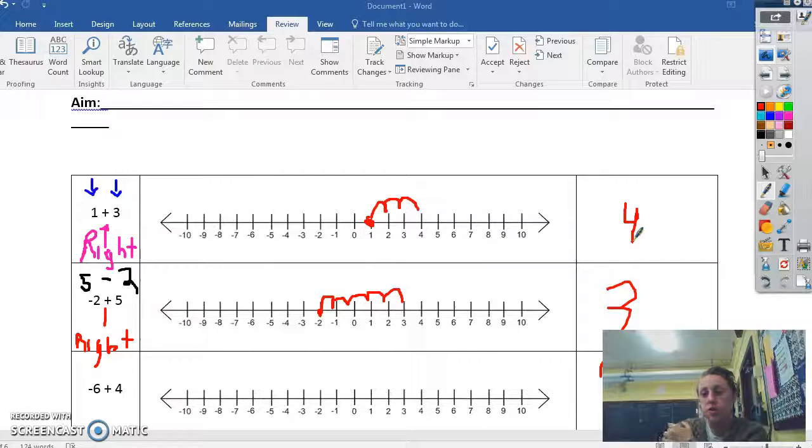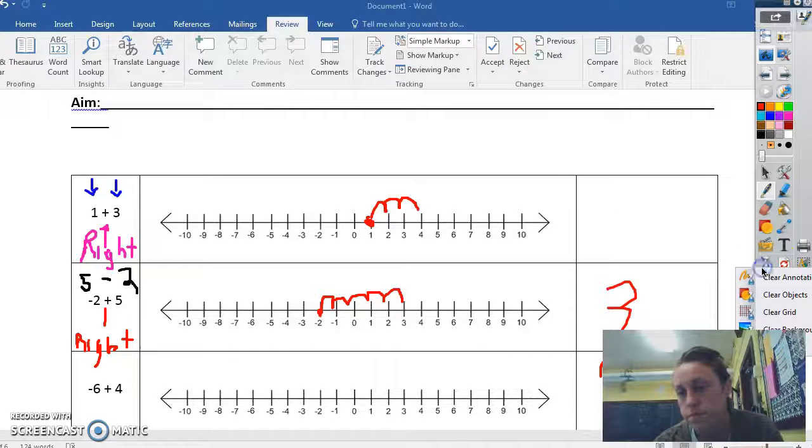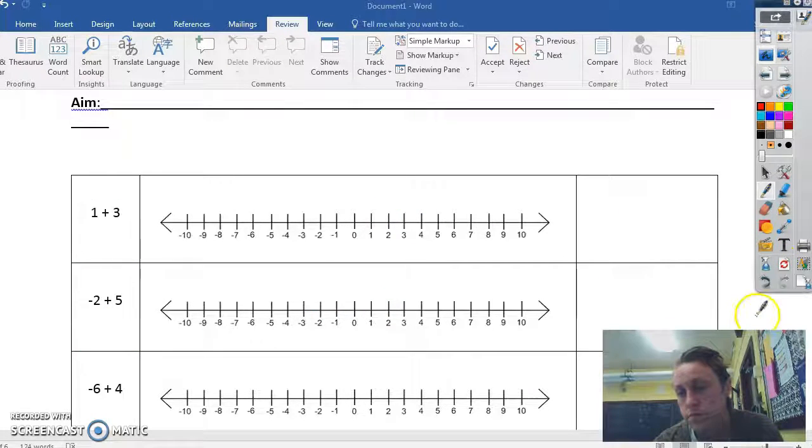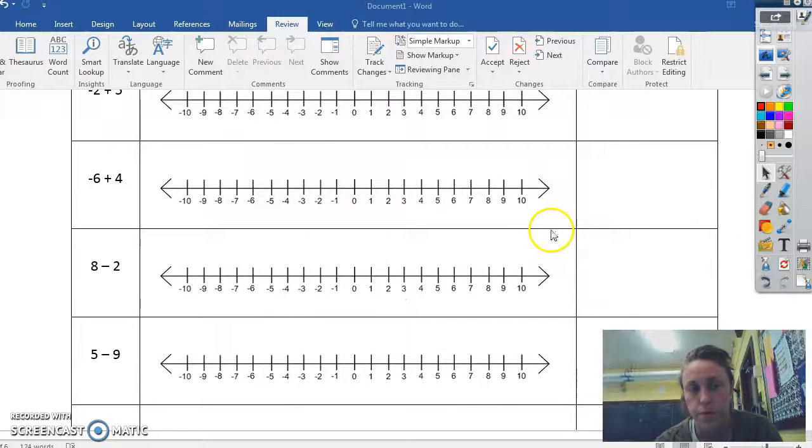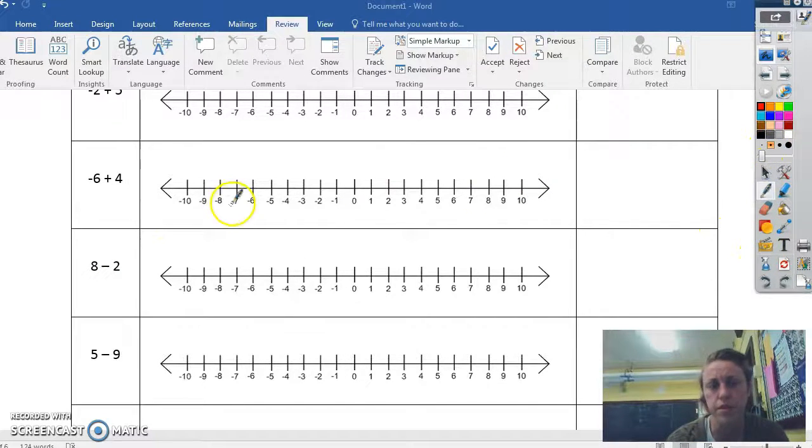So let's jump down just a little bit. I'm going to go ahead and clear this. And I'm going to move this down just a few problems. Let's go to the 8 minus 2. Again, for me, there's no such thing as subtraction. There's addition of negative quantities. So we start at negative 8, or 8, excuse me.